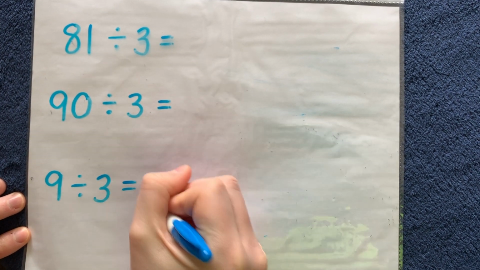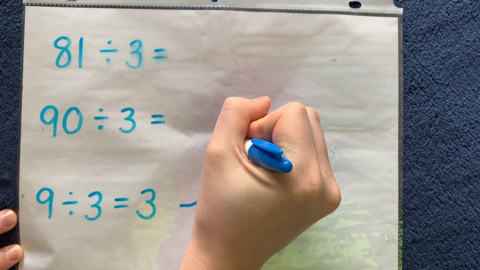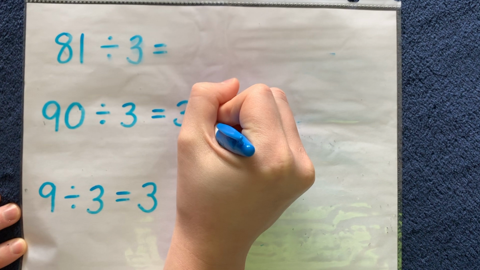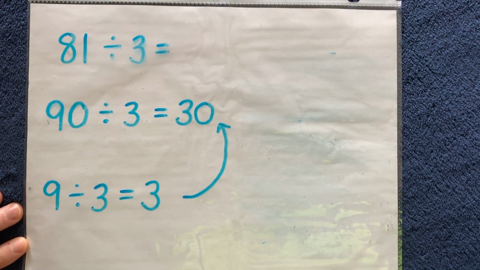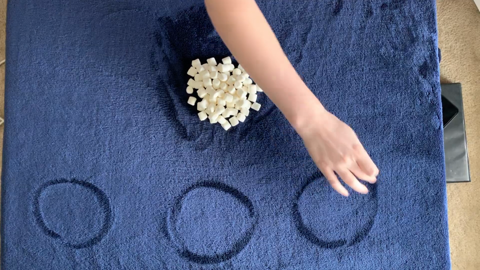We also know that 9 times 10 equals 90, so if we also multiply our answer to 9 divided by 3 equals 3 by 10, we get 30. So our estimated answer is 30. Now we're going to move on to how do we come up with the exact answer.